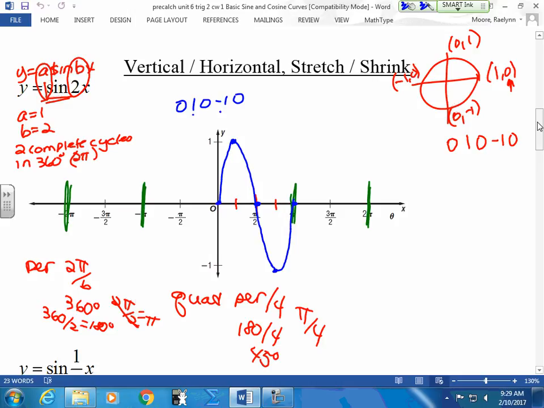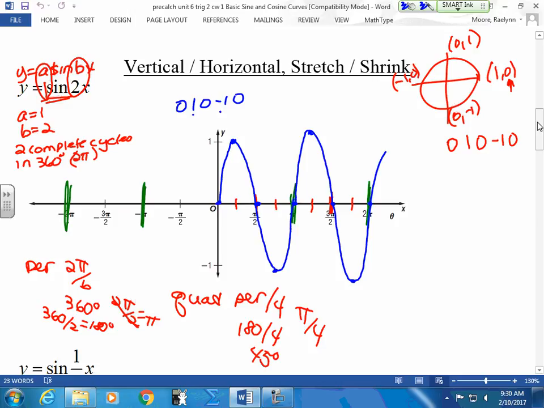Now all we have to do is repeat this. So again, we take this guy, and we go every 45, or, because the 45 is nice, we can just split this in half. Do we have 4 quadrants to do this again? So we're going to do it again: 0, 1, 0, negative 1, 0. So I have 2 complete cycles in 2 pi.